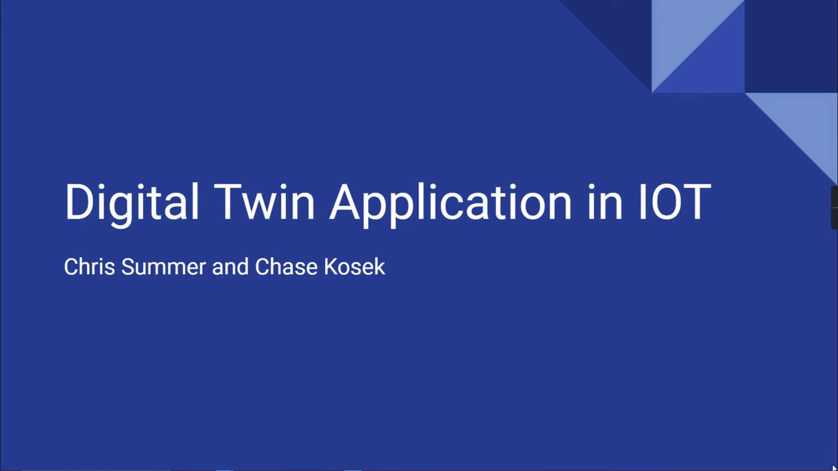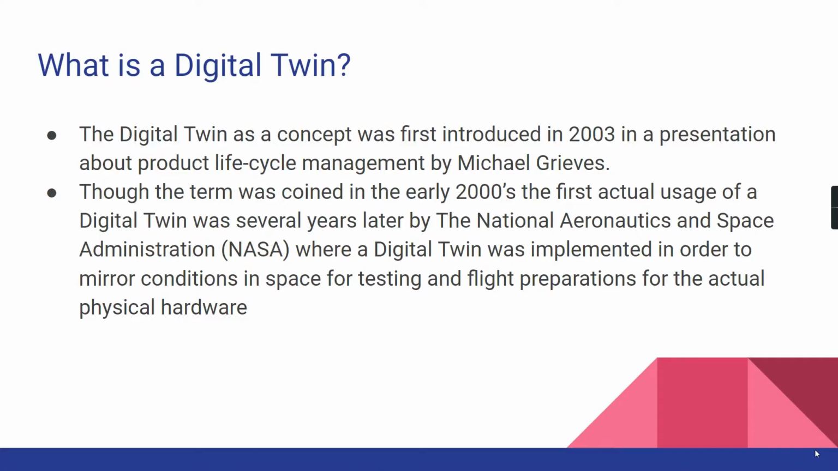Okay, so for our research paper presentation, we're presenting our research paper on digital twin applications in the Internet of Things, and this is a team of Chris Summer and Chase Kosek. So the first question would be the obvious one, which is what is a digital twin? And it's just exactly what it sounds like. It's basically a digital version of a physical device itself, and there's a lot of specifics that go with that.